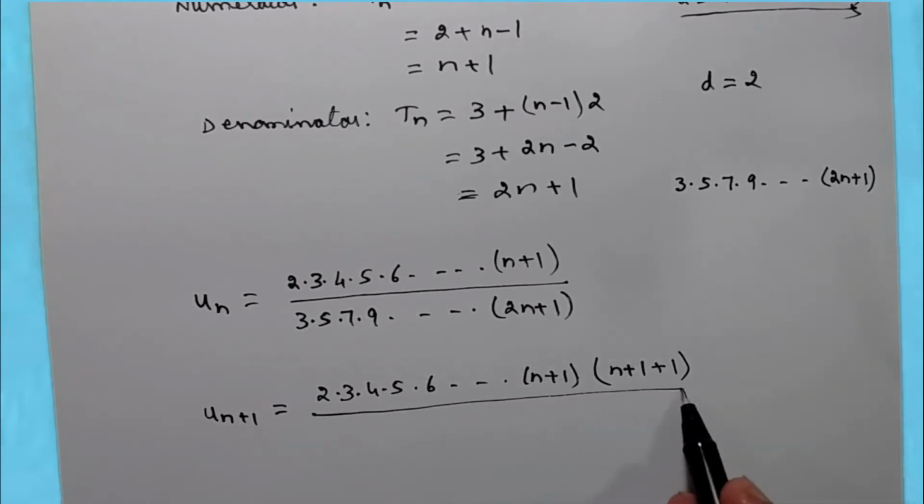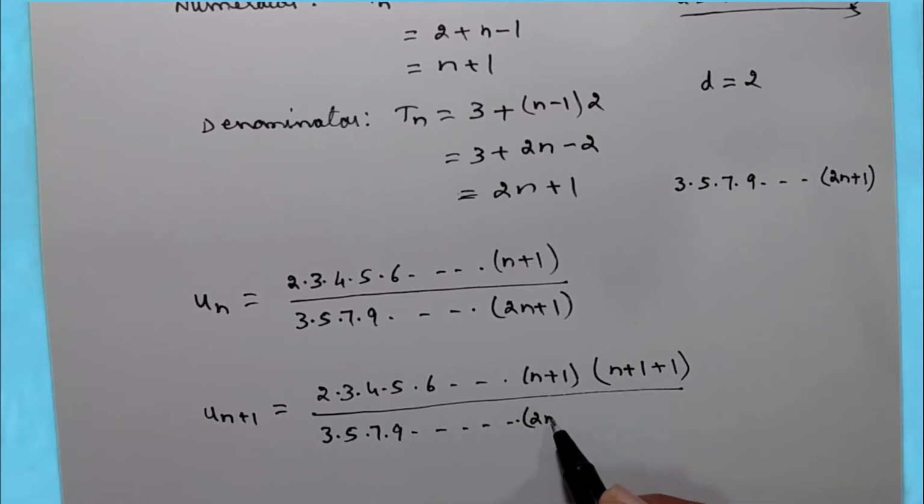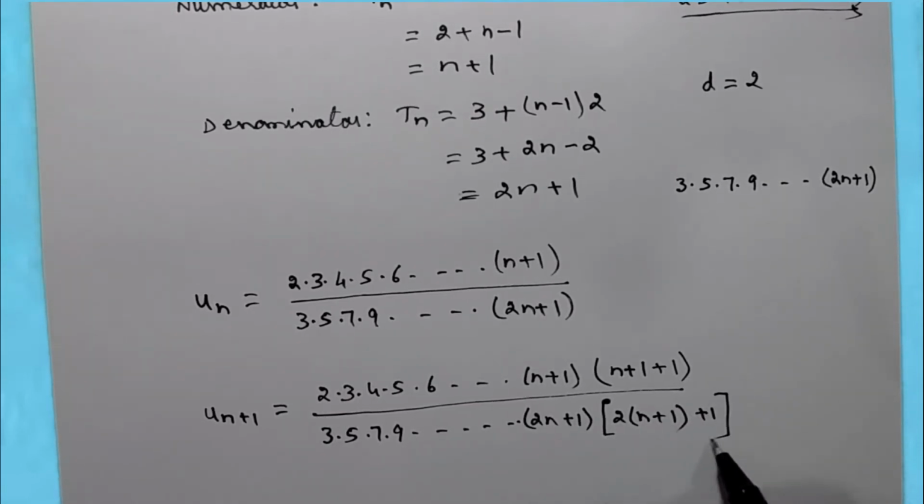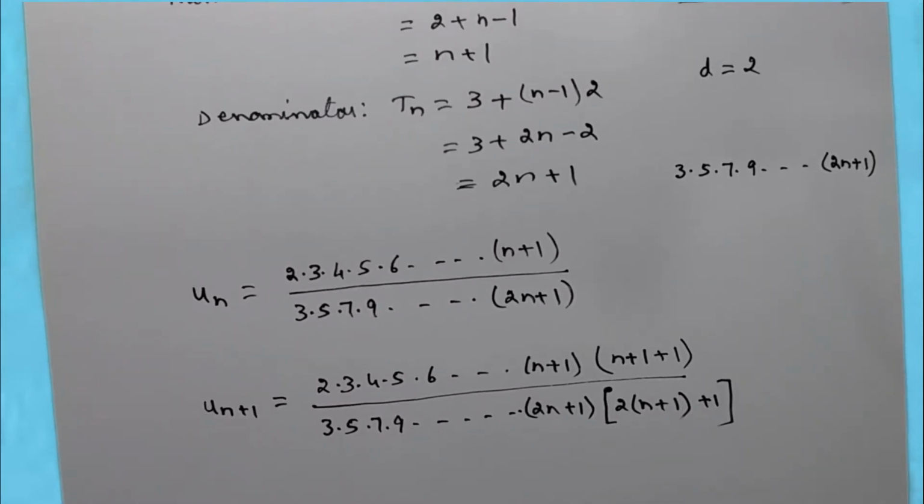Whole divided by the denominator. In the denominator also, these expressions will be the same, but with one additional expression, n will become n plus 1. So you have 2, n will become n plus 1, and this plus 1 will be as it is. This is how you can find out the n plus 1 term.